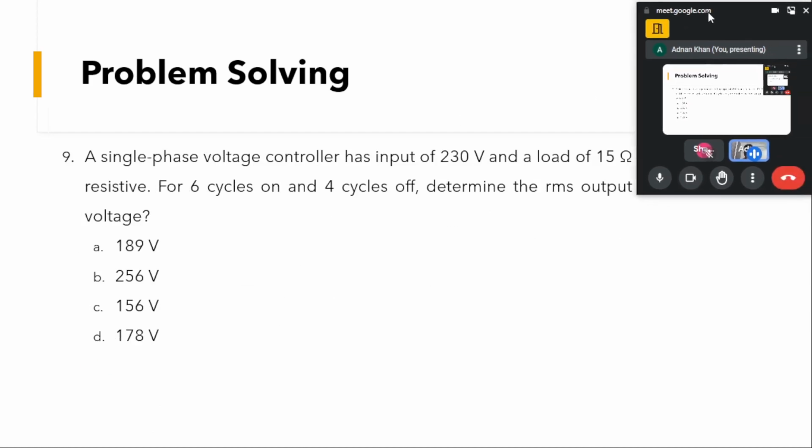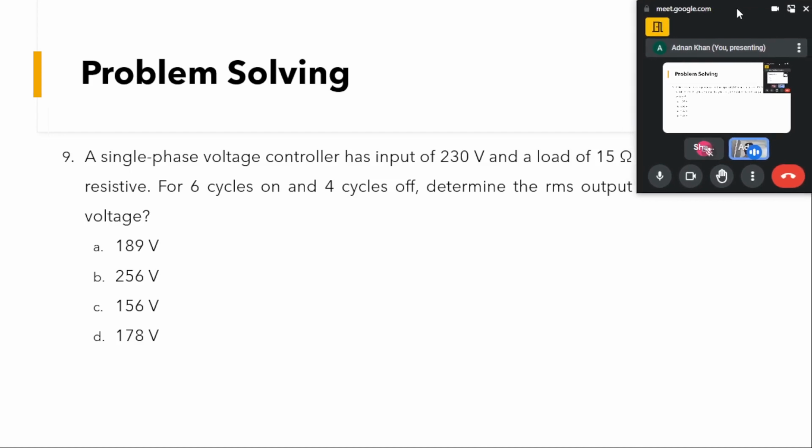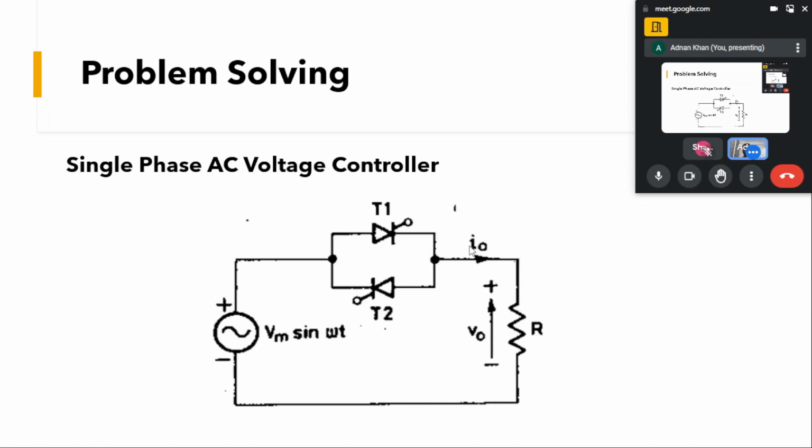Now coming to question number 9. A single phase voltage controller has an input of 230 volts and a load of 15 ohm resistive, and it is also given that it is on for 6 cycles and off for 4 cycles. Determine the RMS output voltage. Here the single phase voltage controller is turned on for 6 cycles, and then it is turned off for 4 cycles. First we will see how this single phase AC voltage controller will look.